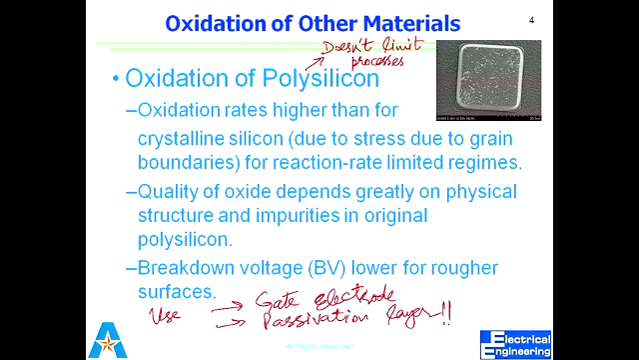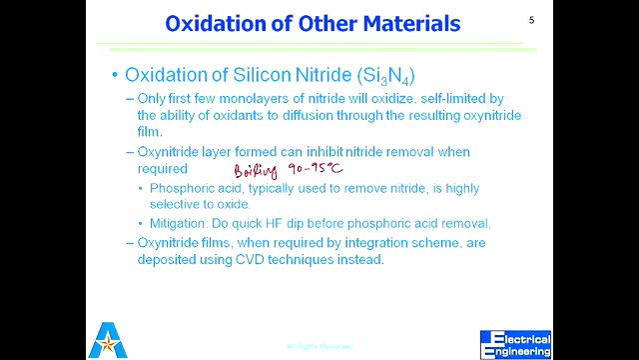What are the uses? Gate electrodes, passivation layer, and we discussed in the last lecture as well that there are other uses of silicon dioxide, like masking, sacrificial layer, or some other benefits.